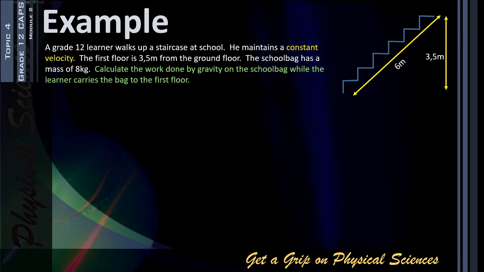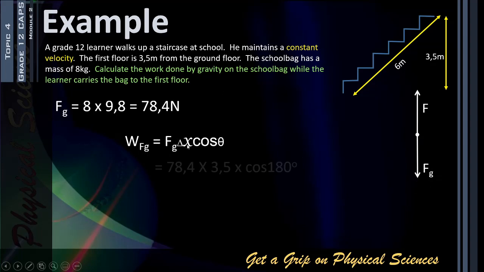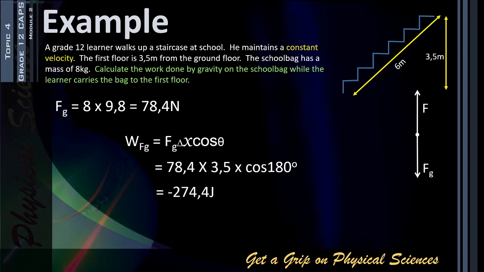Calculate the work done by gravity on the school bag while the learner carries the bag to the first floor. Right, to calculate the work done by gravity, we do know what the force of gravity is, the weight of the object. It's 8 times 9.8, and then the work done by gravity is just that force, the weight, multiplied by the displacement of 3.5, and then the angle between the force downwards and the displacement upwards is 180 degrees. And that gives us negative work done by gravity of 274.4 joule while the school bag is moving up.